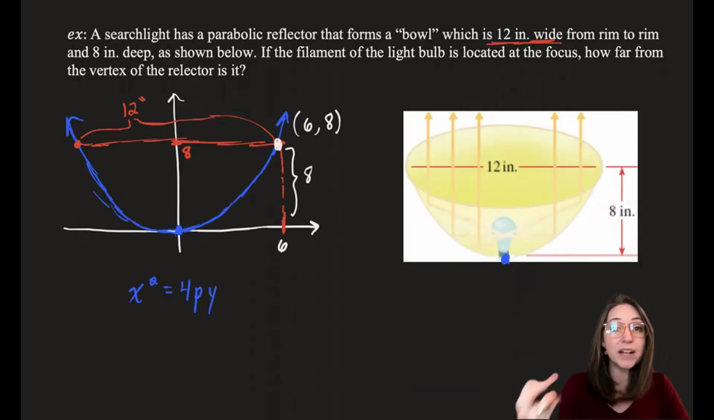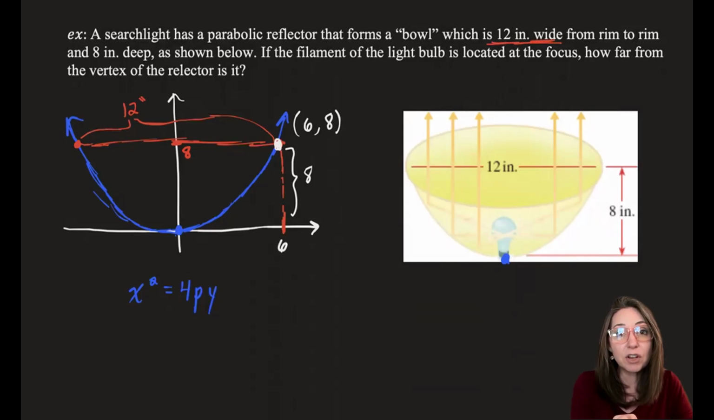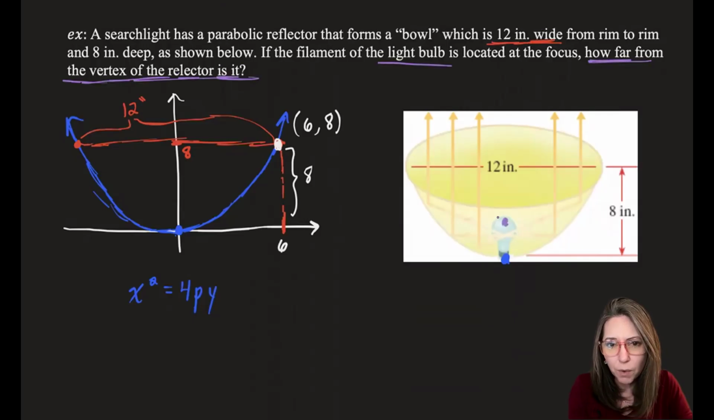We need a point so we can solve for p, because the goal is to find how far from the vertex of the reflector the light bulb is, right? So meaning right there, what is that? What is that focus? Well, we already know that the distance from the focus to the vertex is p.